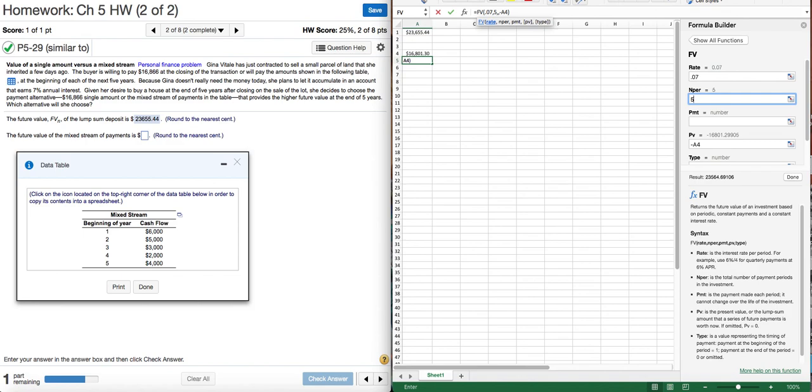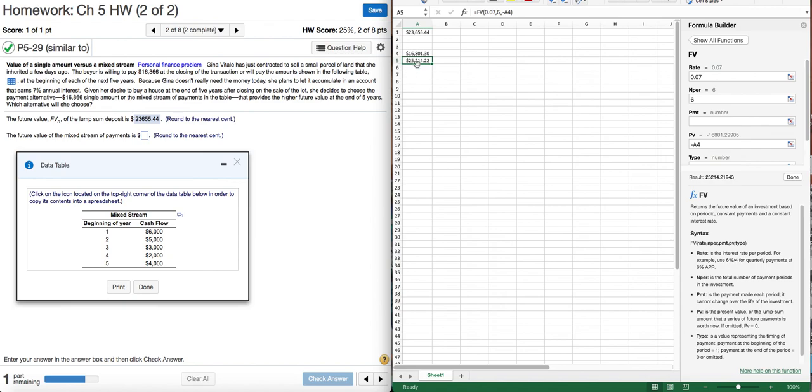But since the payments are made at the beginning of the year, a shortcut is just to simply add a year to it, and we'll make it 6. So the number of periods is 6 in this case, again to account for the fact that there's 1 extra year of interest growth on the cash flows, being that they're paid at the beginning of the year. So with that, click done.